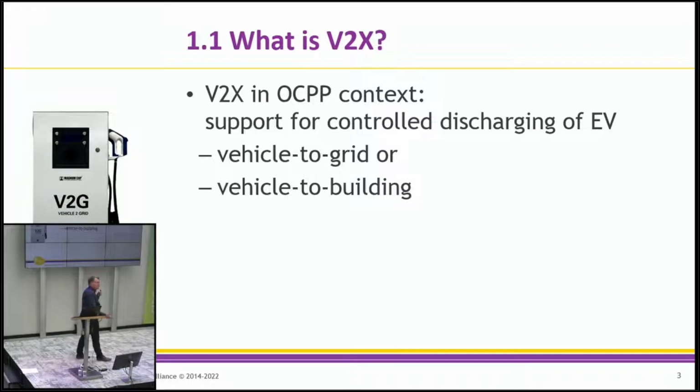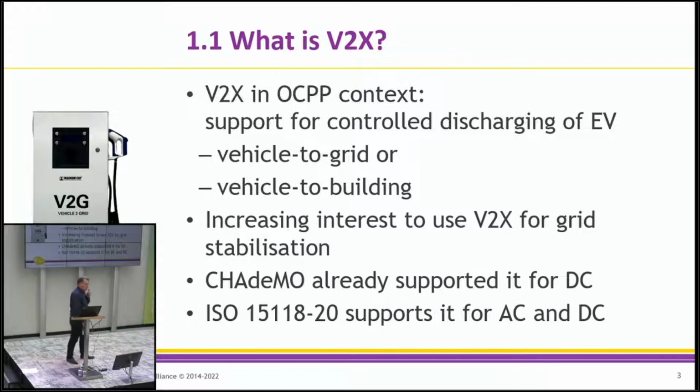So what is V2X? In the context of OCPP, V2X is about providing support for controlled discharging of EVs, in a vehicle to grid scenario or a vehicle to building, vehicle to home scenario. And we see an increasing interest in V2X. It's really becoming a kind of hype. Until now, CHAdeMO was always supporting bidirectional power for DC. And now with ISO 15118-20, we have bidirectional support for both AC and DC.